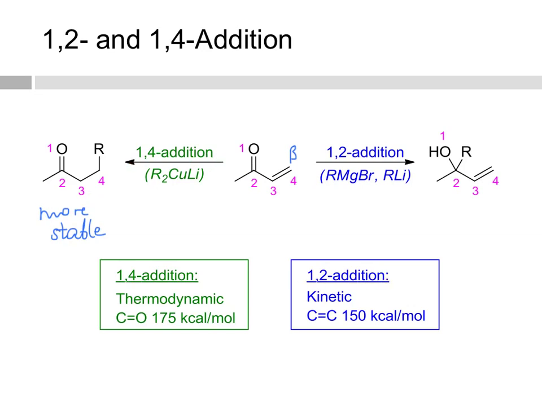A 1,2 addition gives you the kinetic product, and if you have strong reagents like Grignards and organolithium reagents, they're going to do a 1,2 addition, and this is what occurs faster than a 1,4 addition.